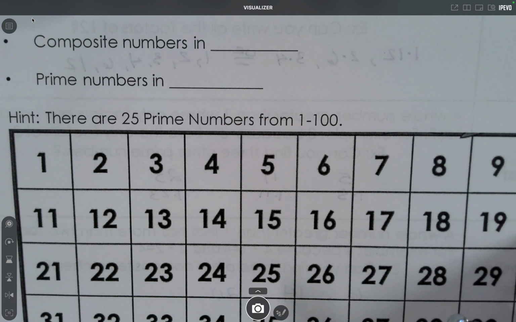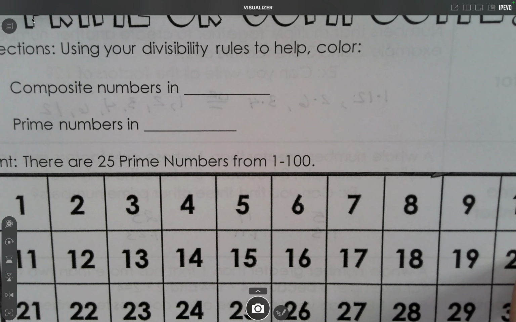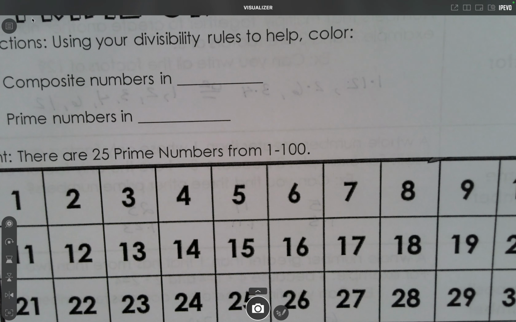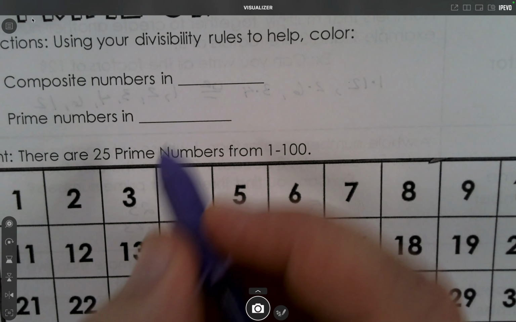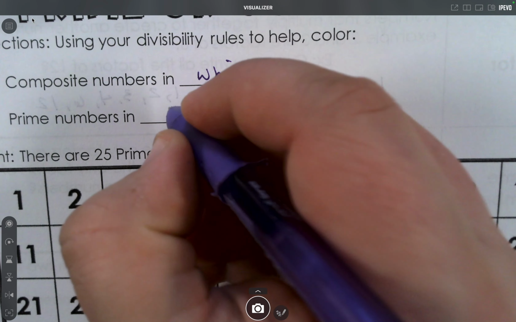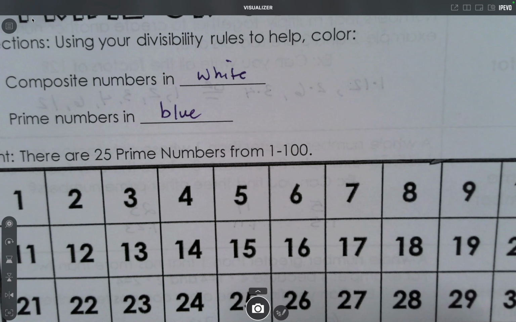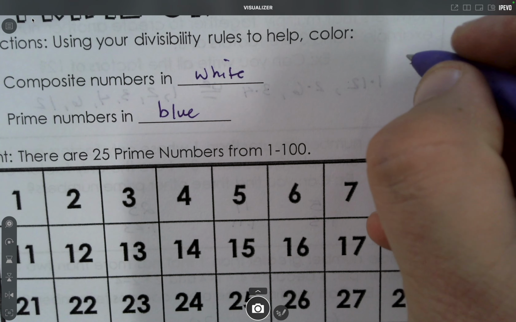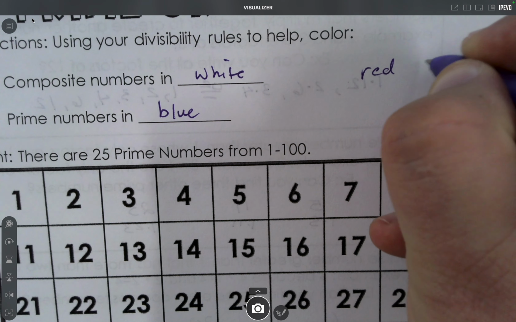All right, time to share some coloring. Sorry, no homework passed this coloring, it's our notes. So using your divisibility rules to help color, let's do composite numbers, and we'll just leave them blank because there's most of them. And hopefully a lot of you have blue. If you just want to circle it, you don't have to color it in. But if you have a different color, just label it correctly here. So we'll say blank or white for composite, blue for prime, and I'll just say red for neither.